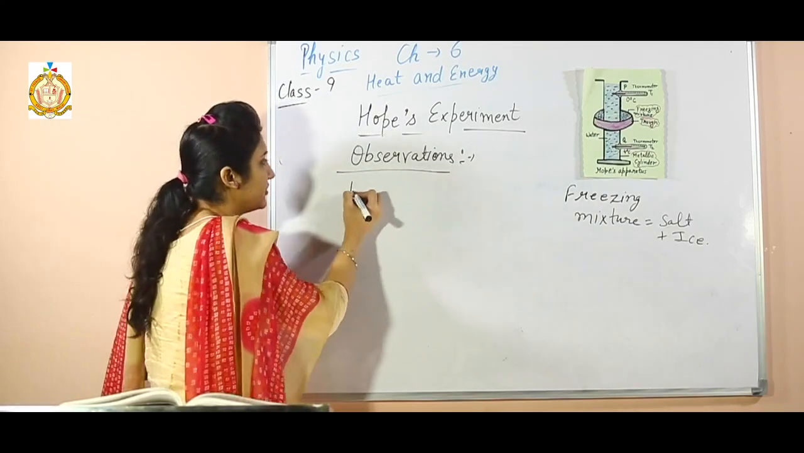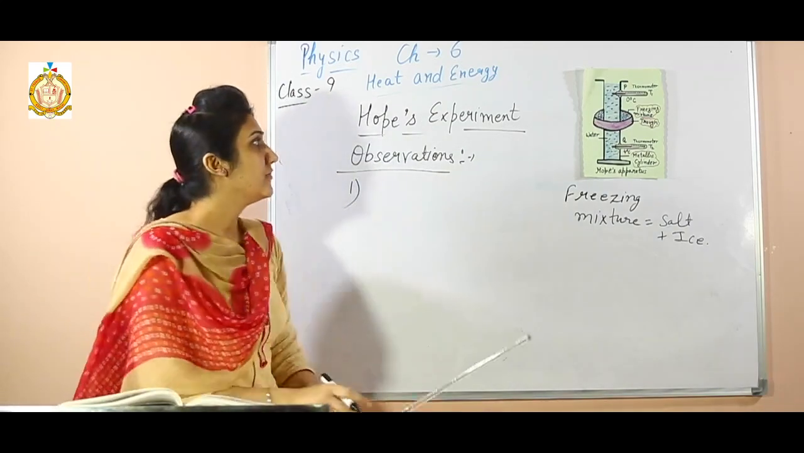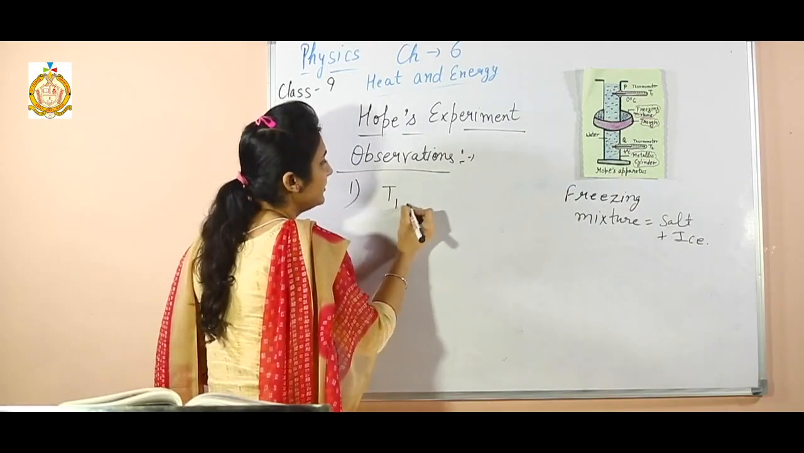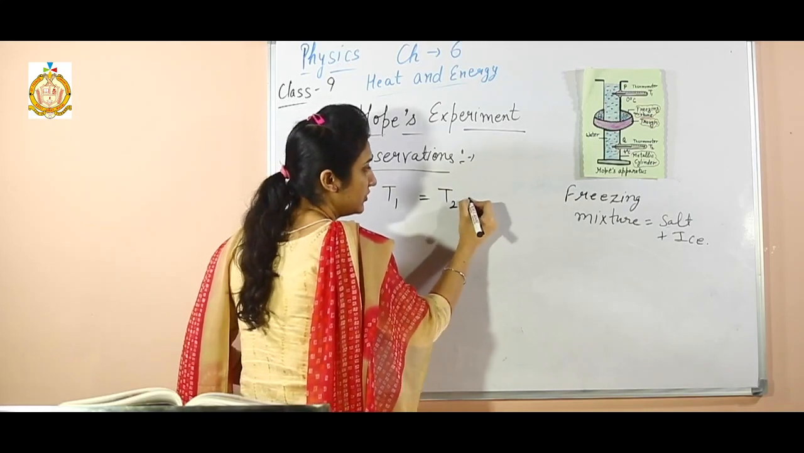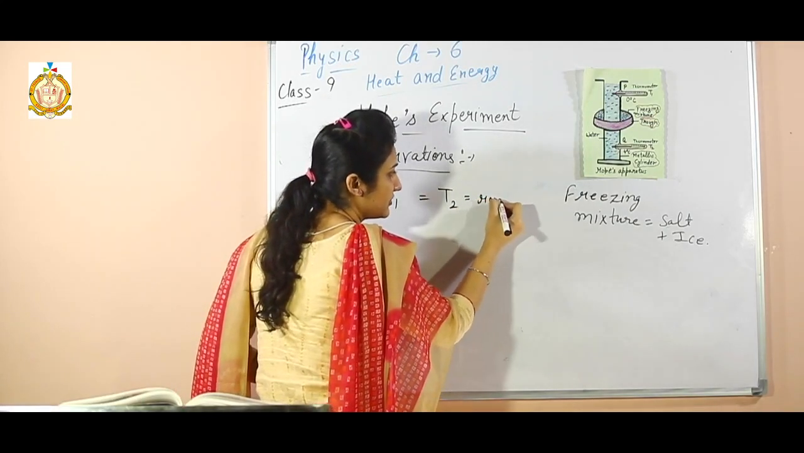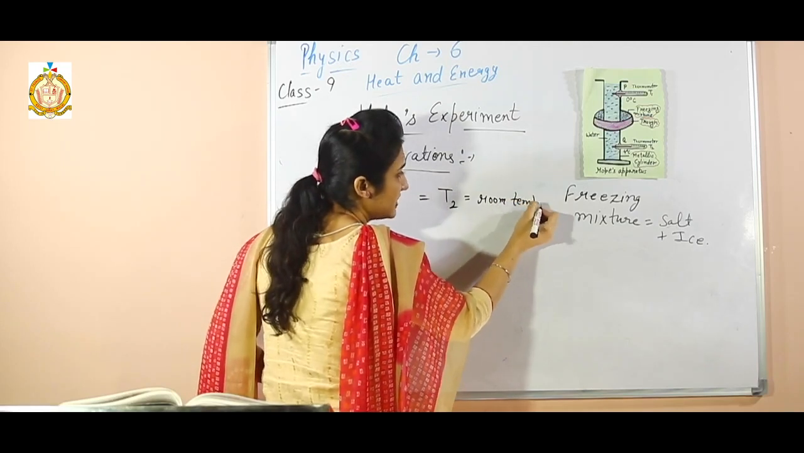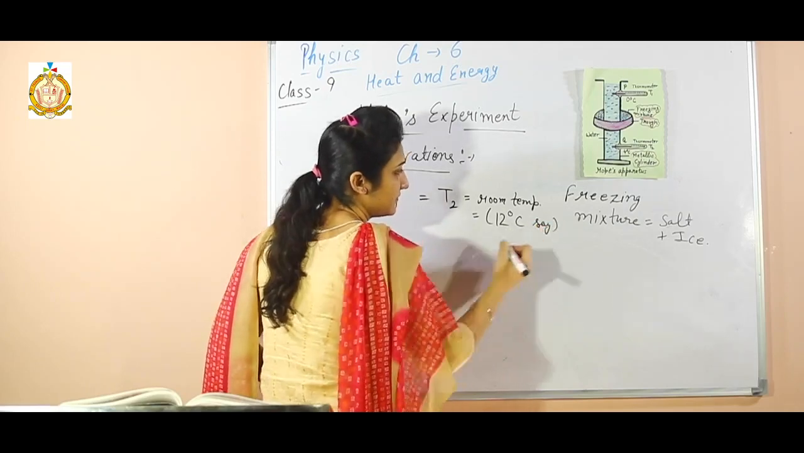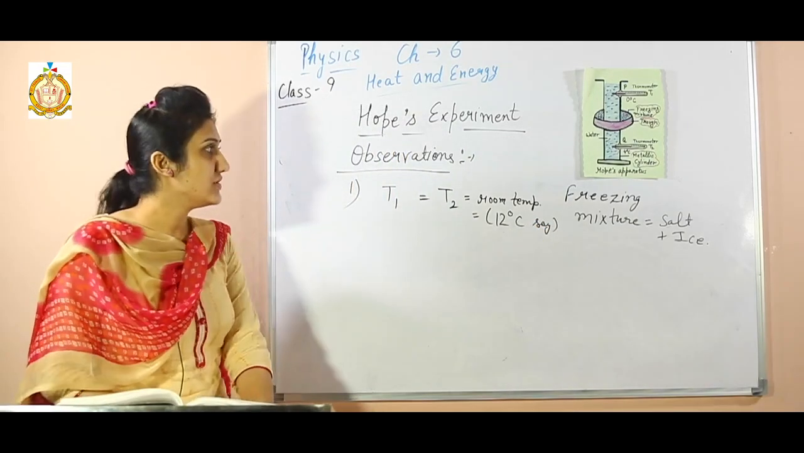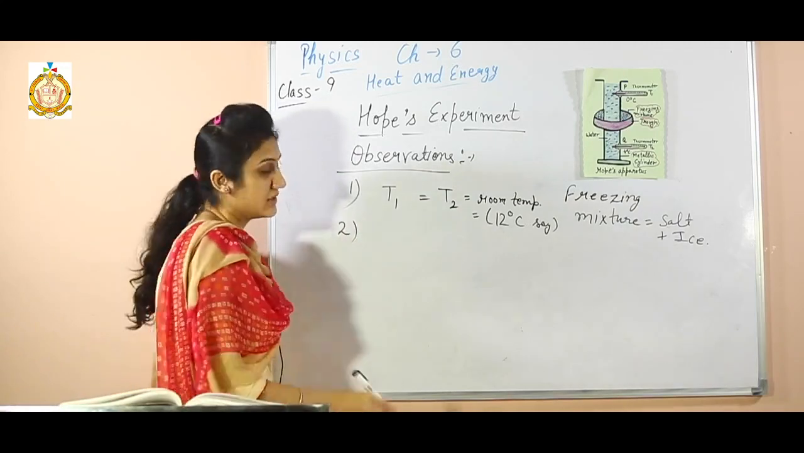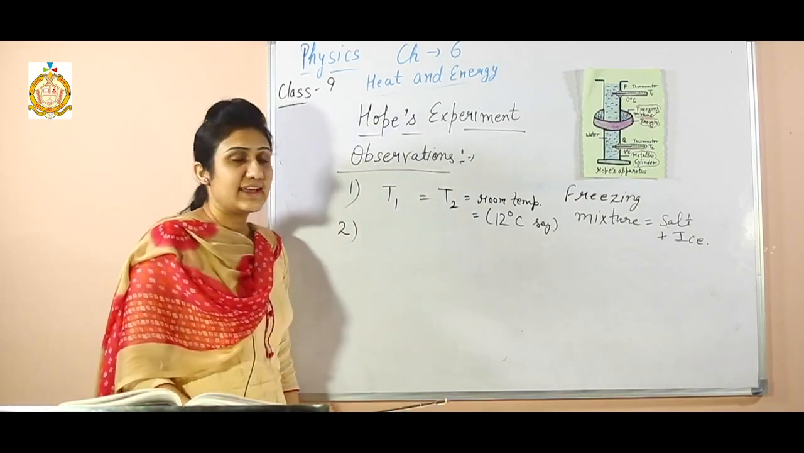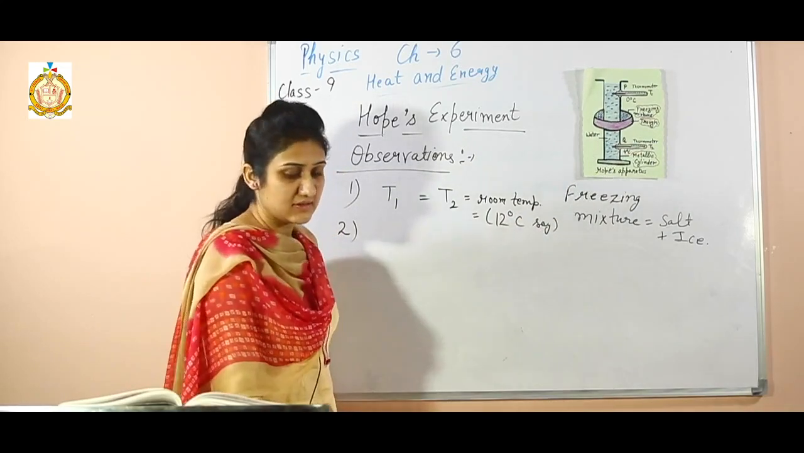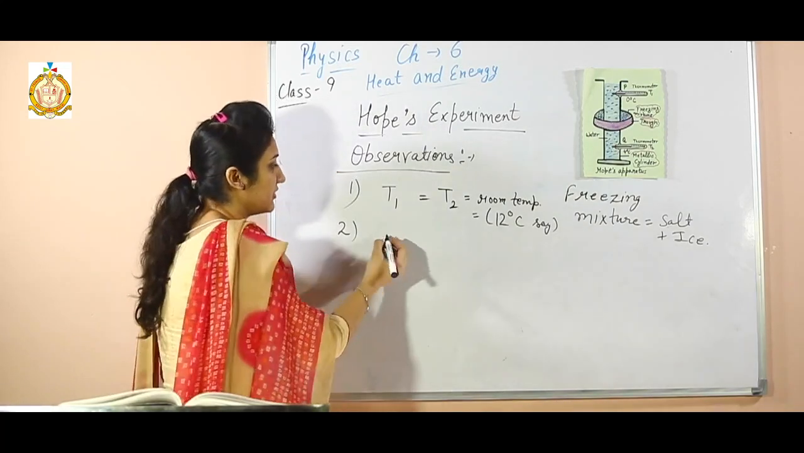Initially, the temperature of the first thermometer and the second thermometer is same. That is T1 is equal to T2 equals room temperature. Say it is 12 degrees Celsius. And what is the next observation? The next observation is that the temperature of the thermometer T2 decreases to 4 degrees Celsius. That is, it starts decreasing.